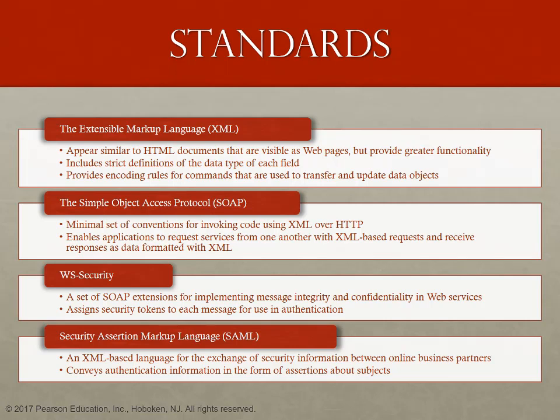Thus, XML defines data objects and structures, and SOAP provides a means of exchanging such data objects and performing remote procedure calls related to these objects. WS Security is a set of SOAP extensions for implementing message integrity and confidentiality in web services. To provide for secure exchange of SOAP messages among applications, WS Security assigns security tokens to each message for use in authentication.